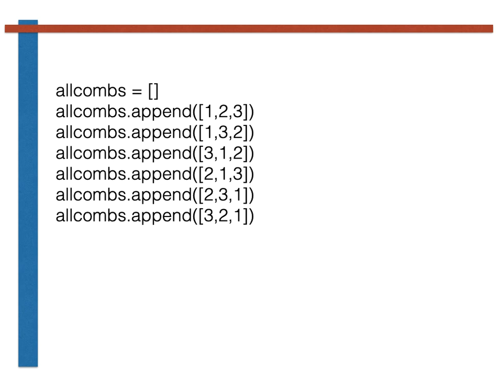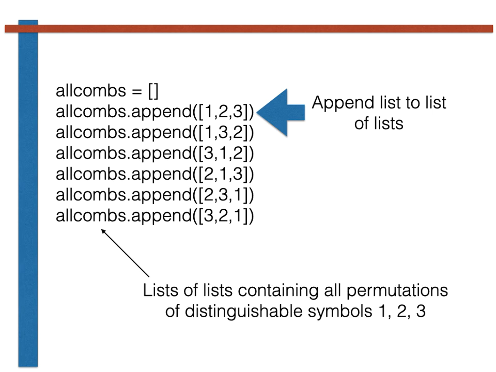In particular, you're going to write programs something like this one. The first line of Python code here creates an empty list called allComs. This line then appends a list containing the numbers 1, 2, and 3 in that order to the empty list called allComs. This action is repeated 6 times, although the order of the 3 symbols, the 1, 2, and 3, is different each time. The net result is that once the code is complete, allComs contains all 3 factorial permutations of the 3 symbols 1, 2, and 3 that it is possible to form.